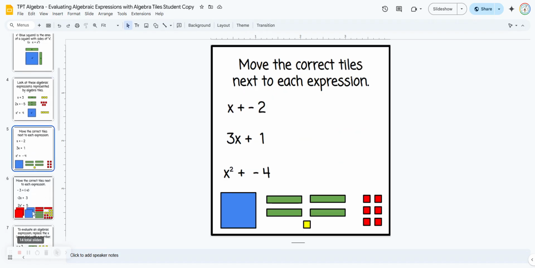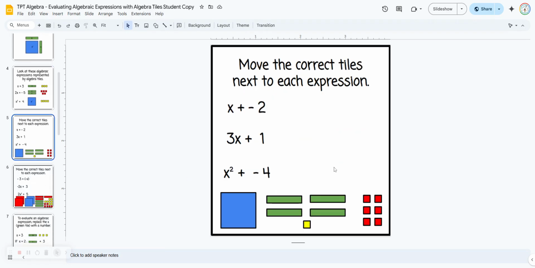So on slide 5, students are going to be moving the tiles into place to show these different expressions. Later slides, students will have several to choose from, and they'll have to pick the correct one. However, on this slide, they have all the tiles they need.